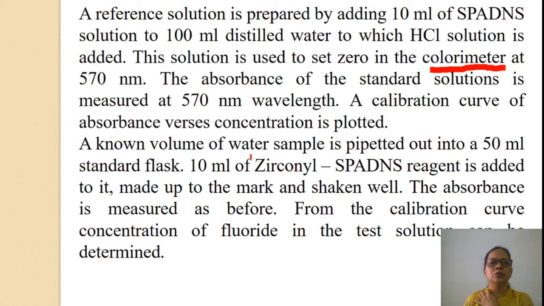Then a known volume of the water sample is pipetted out into a 50 ml standard flask. This is the water sample where you want to find out the amount of fluoride present in it. So 10 ml of zirconyl SPADNS reagent is also added to it, made up to the mark and shaken well. And the absorbance of this solution is also measured as before. As before means at 570 nanometer wavelength against the standard solution or blank solution. From the calibration curve, concentration of fluoride in the test solution can be determined.